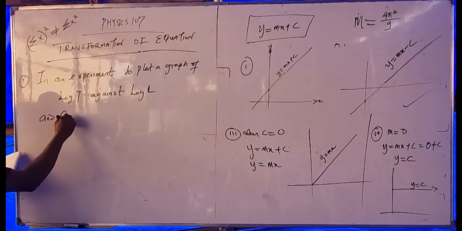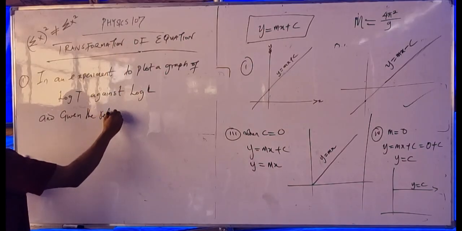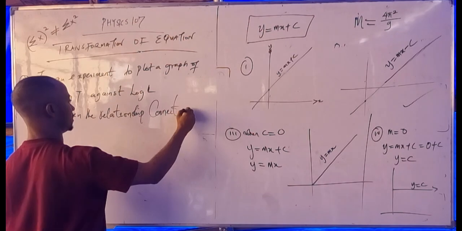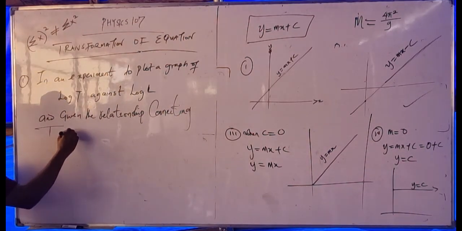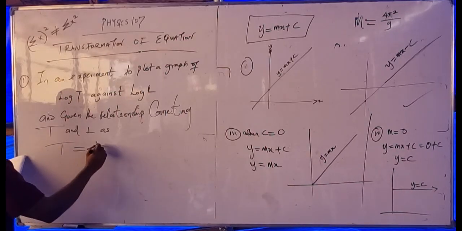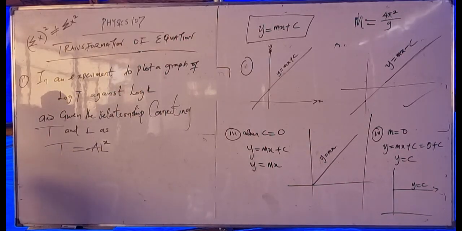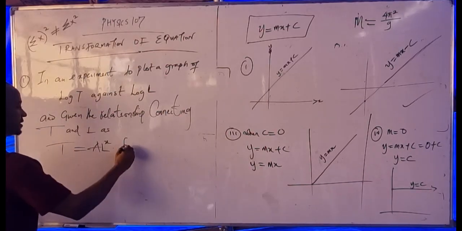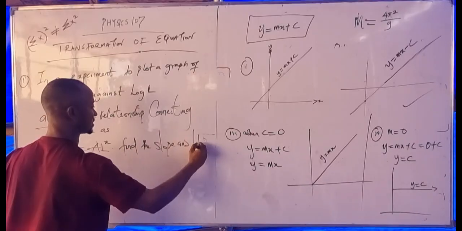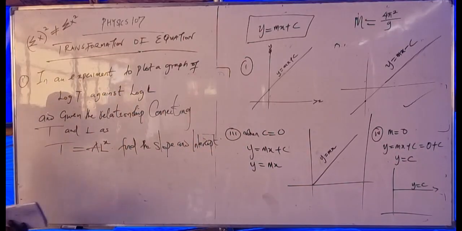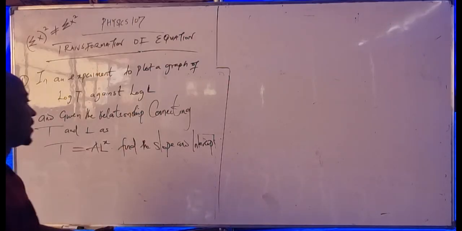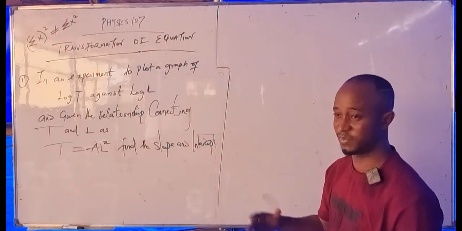And giving the relationship connecting T and L as T equals A L raised to power X, find the slope and the intercept. Find the slope and the intercept.